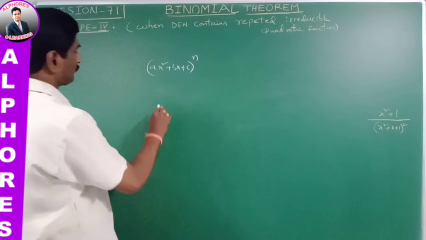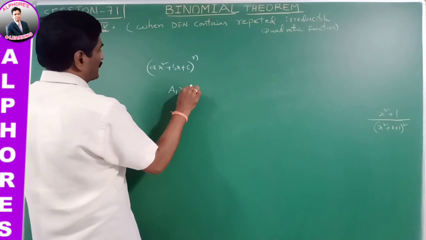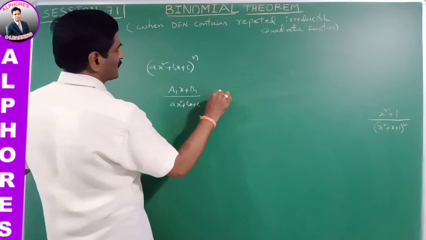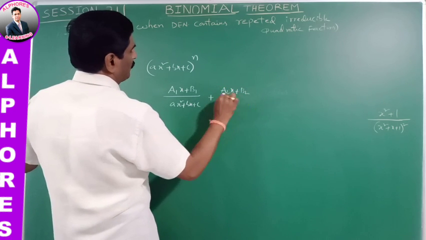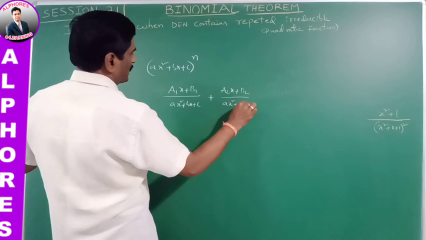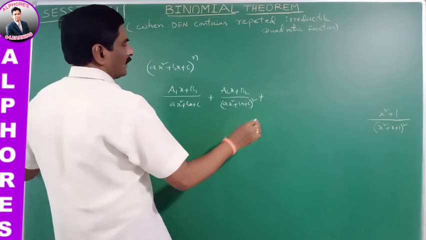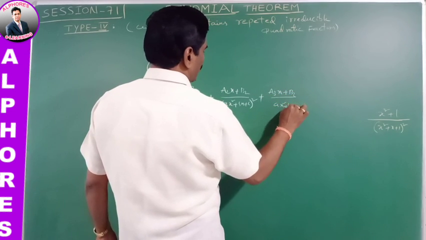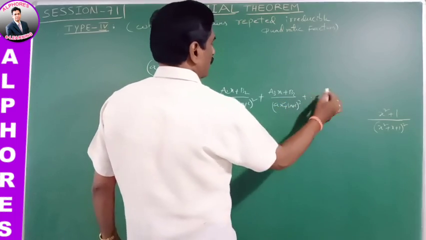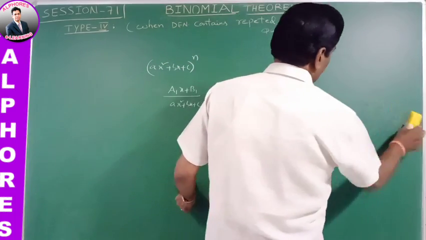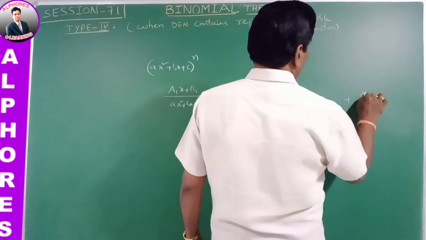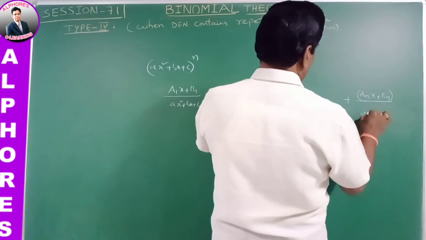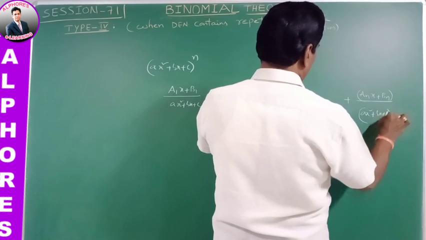They are (a1x plus b1) by (ax square plus bx plus c), plus (a2x plus b2) by (ax square plus bx plus c) whole square, plus (a3x plus b3) by (ax square plus bx plus c) whole cube, and so on. What is the last term? (ax square plus bx plus c) whole power n. That means (anx plus bn) by (ax square plus bx plus c) whole power n.